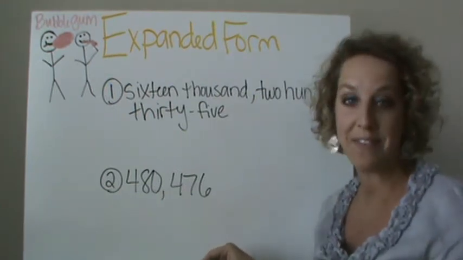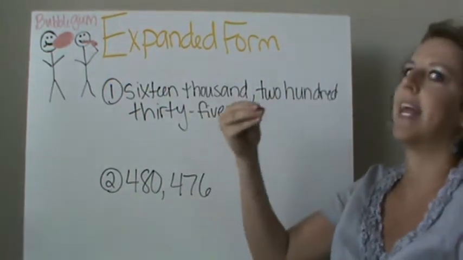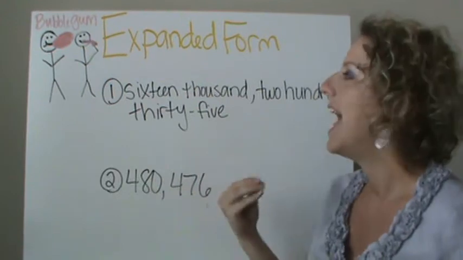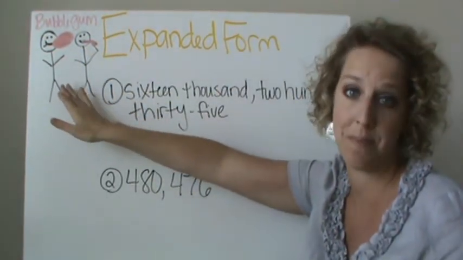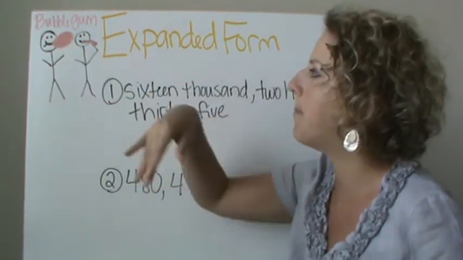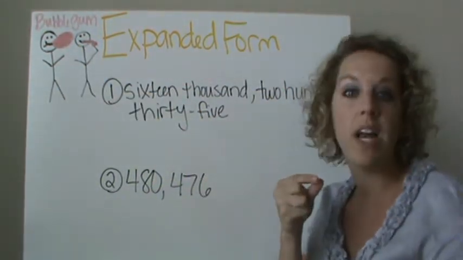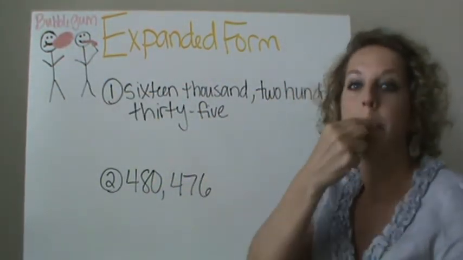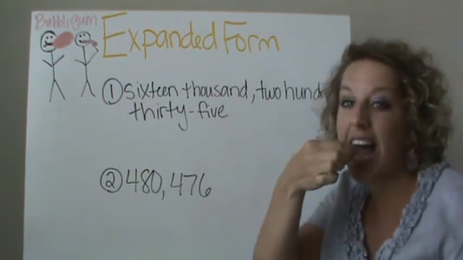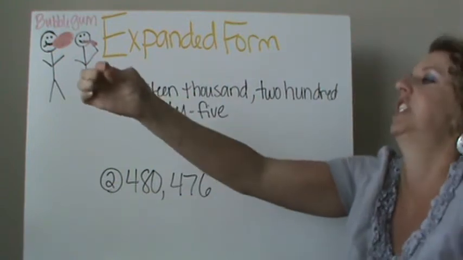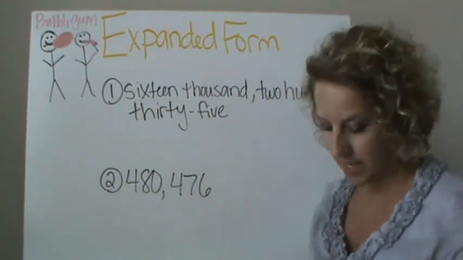Now my favorite, expanded form. I like to think of expanded form as chewing bubble gum. I love chewing bubble gum. And you know, you can blow bubbles with your bubble gum, but what are you never allowed to do? Play with your gum. Well, I love to play with my gum. So I like to grab the gum and stretch it out. And that's what we're going to do with numbers.